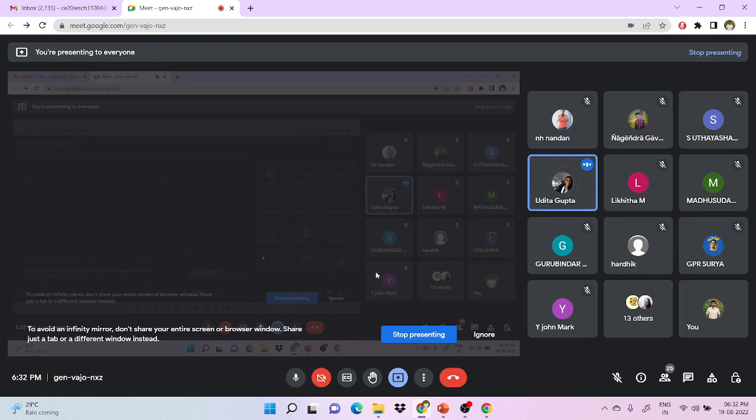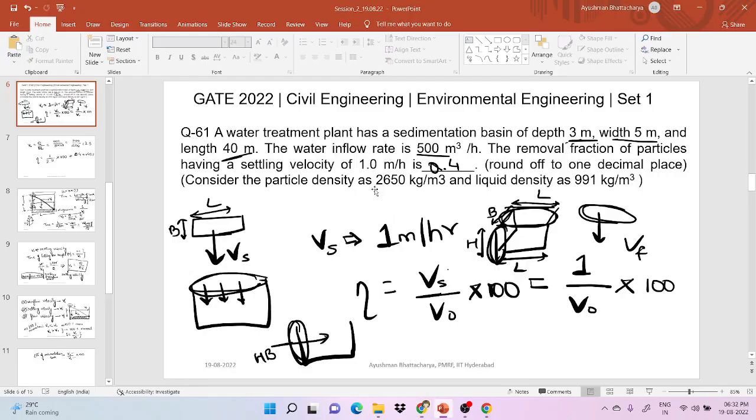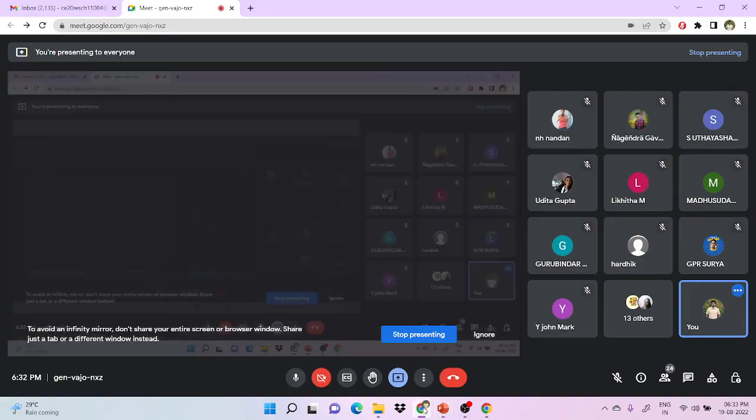Okay. So in the question, why is the density given? So that you can use the Stokes equation. It is just to distract your concept towards Stokes law. Understood? Yes, sir.